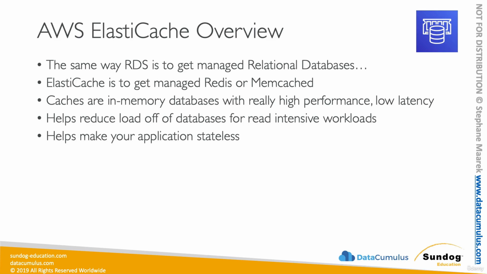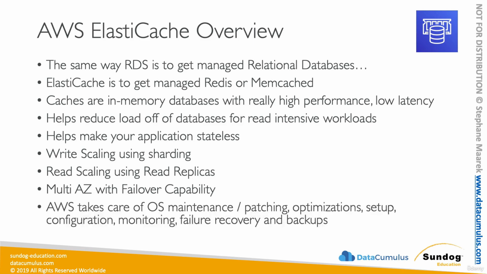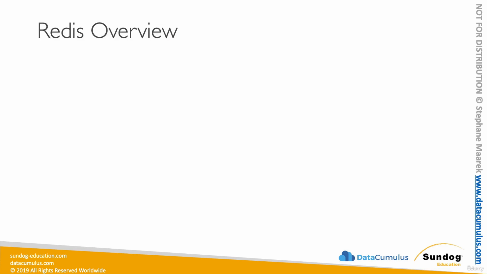application stateless. And you even have write scaling using sharding, read scaling using read replicas, and multi-AZ for failover capability. AWS will take care of all the OS maintenance, patching, optimization, setup, configuration, monitoring, failure recovery, and backups. Basically, this is RDS but for caches. So we have two caching technologies. You don't need to remember them too much, but just at a high level, it's fine.